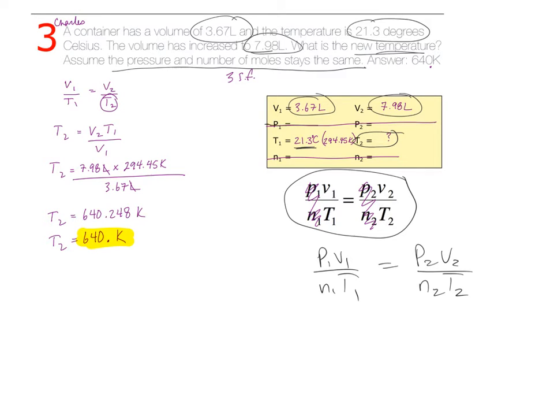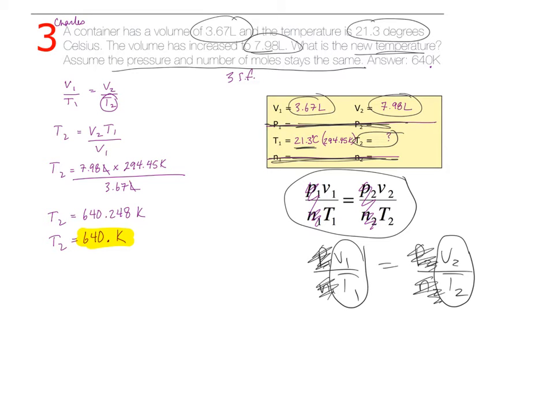So that means the pressure and the moles are a washout, that I don't need to use those in my formula. So pressure I don't need to use, and moles I don't need to use. So I'm just going to cancel those out. So my formula turns out to be V1 over T1 equals V2 over T2. So now I plug those numbers in.